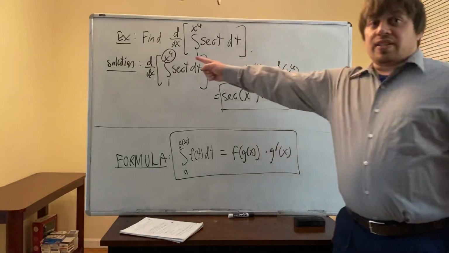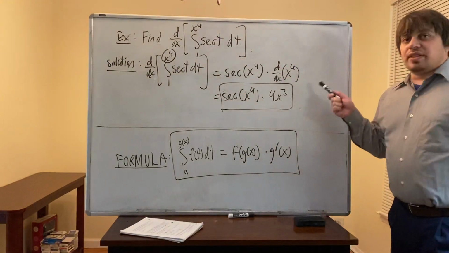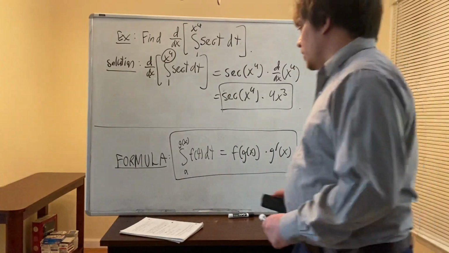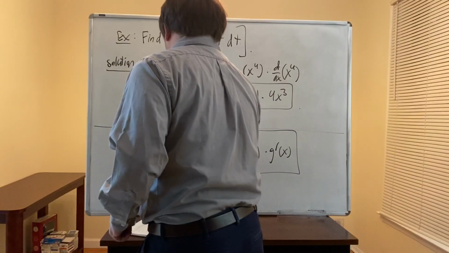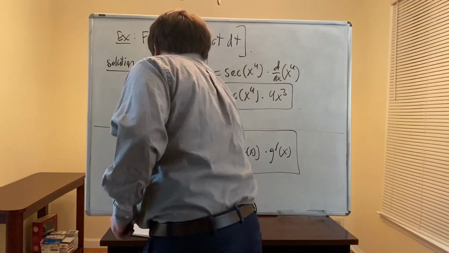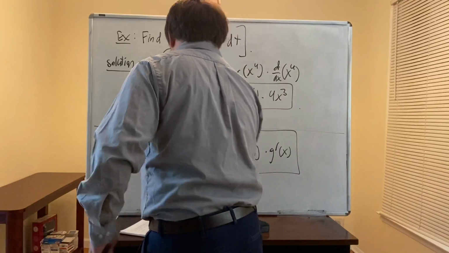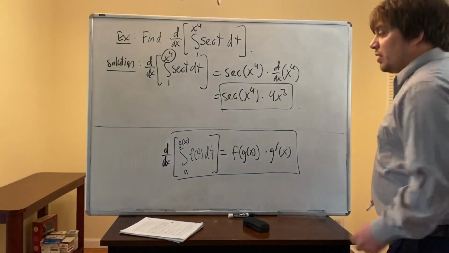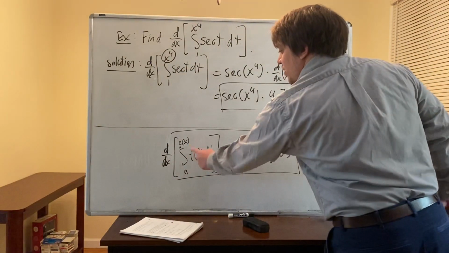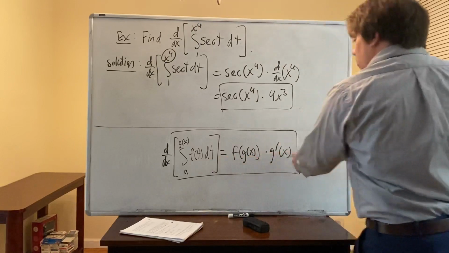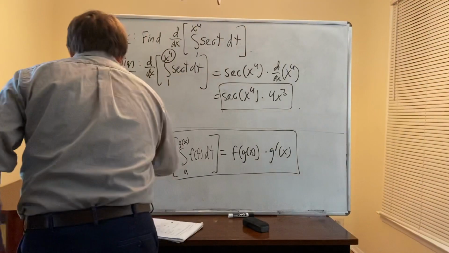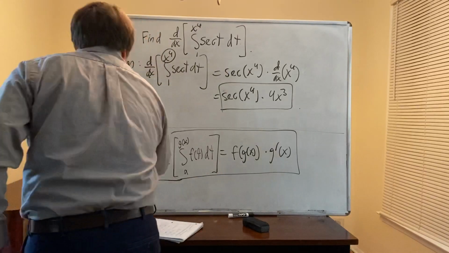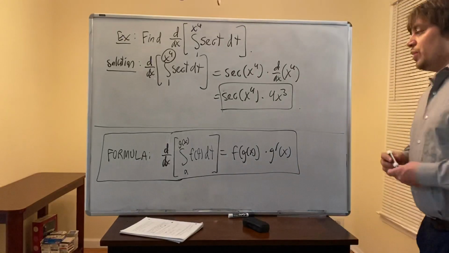So for instance, look at this formula, and above look at this example. I need to add d dx to the formula. The derivative with respect to x of the definite integral from a to g of x of f of t dt is equal to f of g of x times g prime of x. So you use that formula in these problems.